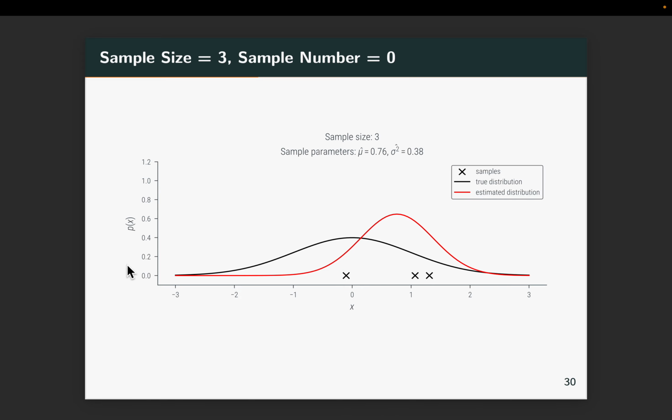Let's pick up, so we have the same ground truth distribution of mu 0, sigma square 1. Now let's pick up a sample of size 3 from this distribution. I have 3 crosses to denote the 3 samples that I picked. Now in each slide, I try and fit a normal distribution to the set of points, to the number of samples that I have. Right? In this case, I have only got 3 samples. I fit a normal distribution to it.